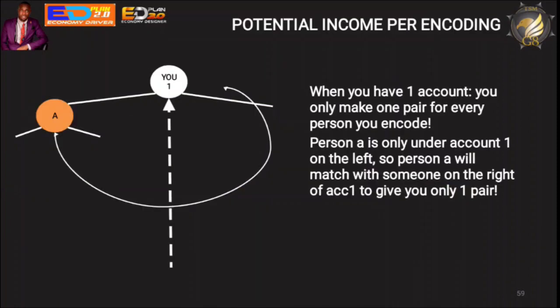Now let's see potential income per encoding. When you have one account, you only make one pair for every person you encode, or for every person your team encodes, okay? For person A, if person A is only under one account on the left, this person will only match with someone on the right side of account 1 to give you only one pair. So you only have one account here.